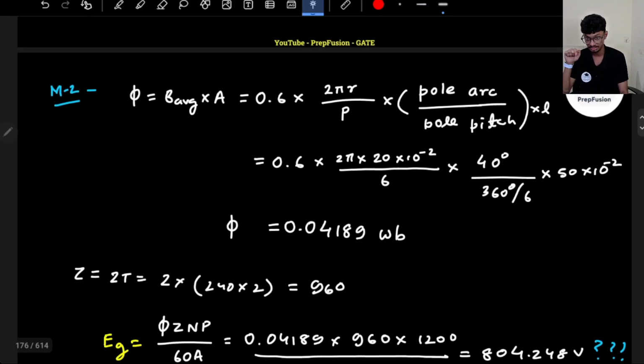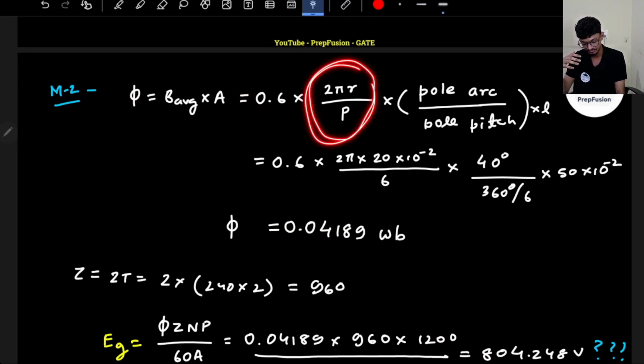Previously, in the question that we just discussed, we calculated the flux density. Here I am calculating the flux per pole. So it is B average into area. So this will be equal to 0.6 into, now this formula is something familiar to you, right?